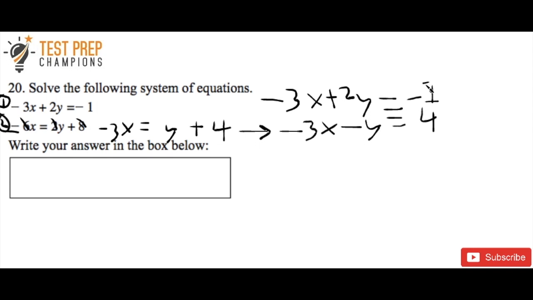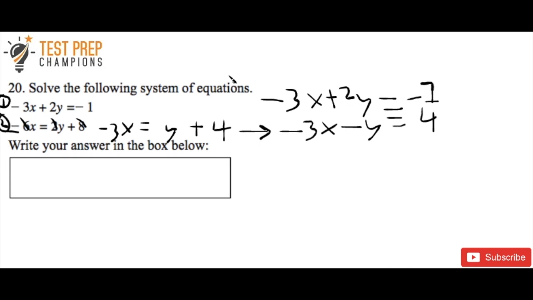Now all we have to do is find a way to add up the two equations so that we're able to cancel out one of the variables. One thing you could do is, we know that negative 3 plus 3 is going to give us 0, so we can multiply everything in the bottom equation, equation 2, by negative 1.